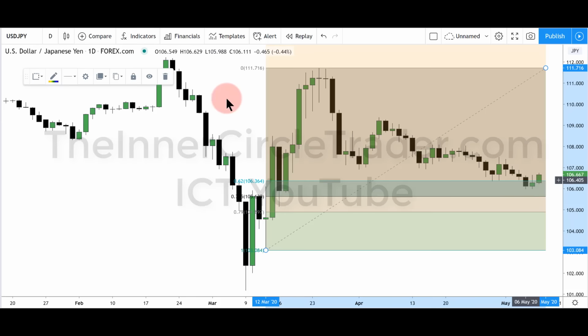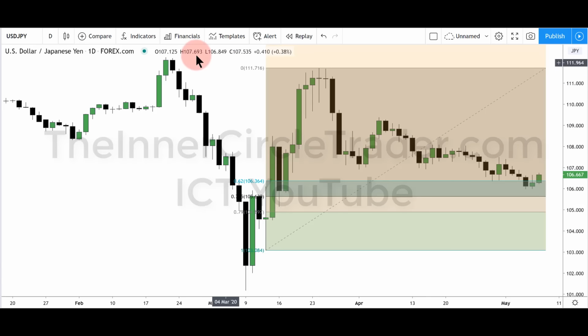Look at the high here, right here. Look at this number here. Wednesday's high comes in at 106.629. Thursday's trading goes to 106.657. So we went above Wednesday's high.